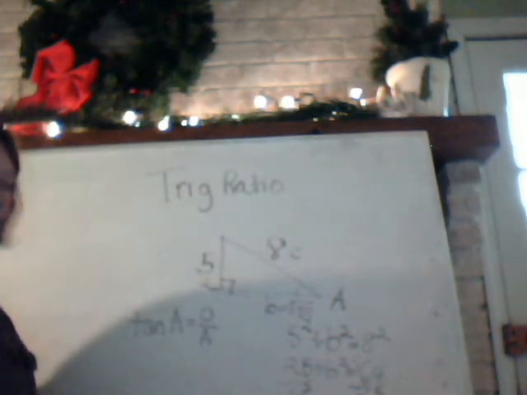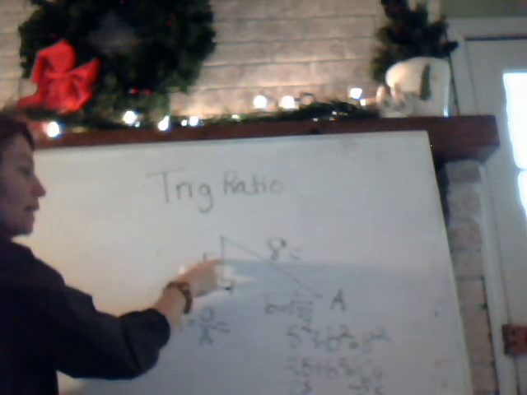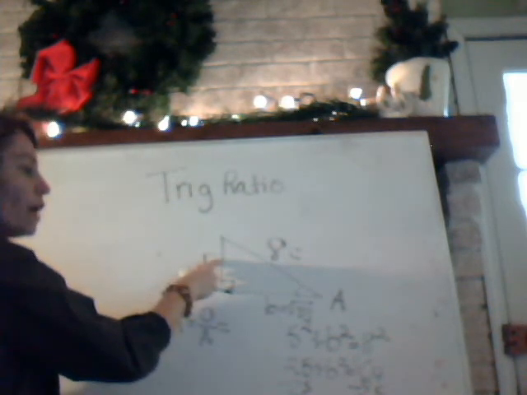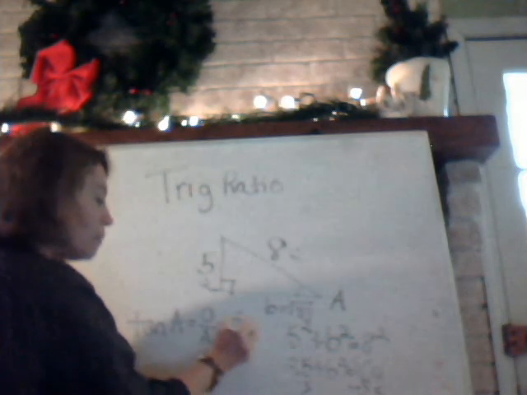Now I can set up my trig ratio. It would be opposite 5 over adjacent, which is square root 39. And that would be my trig ratio.